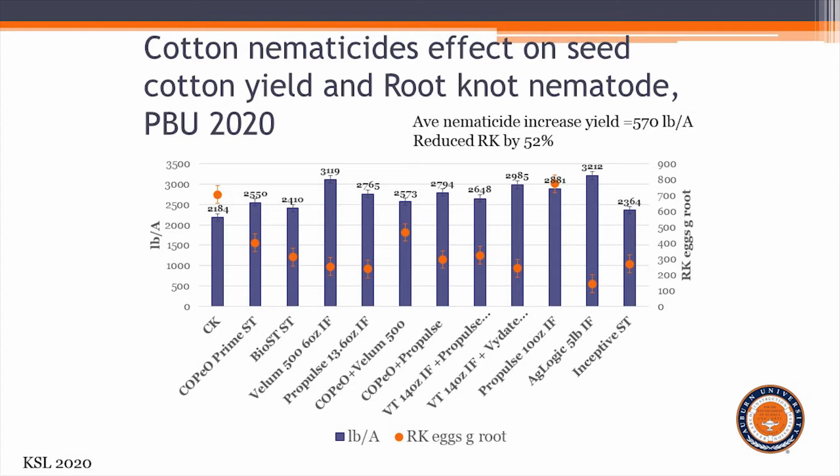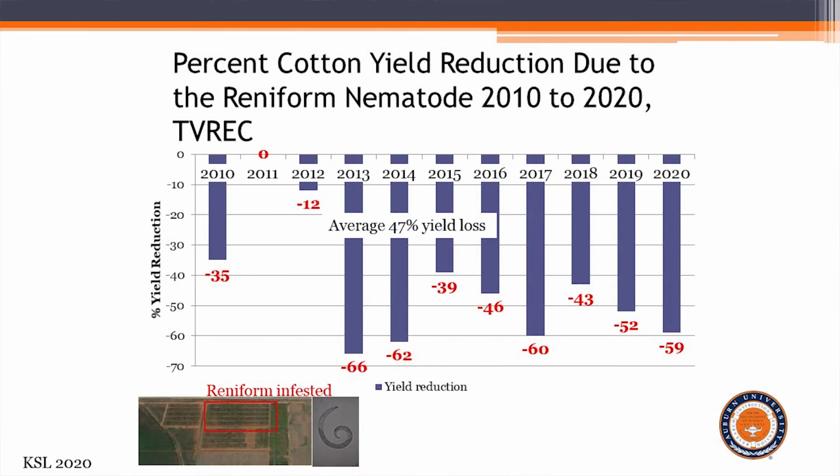Okay, now moving on to reniform. The next slide, at the Tennessee Valley Research Station, we had the opportunity to inoculate a field. So we have a field that's reniform, and right next to it, we have a reniform-free field. So we put the same varieties in both fields, and I look at the yield difference.